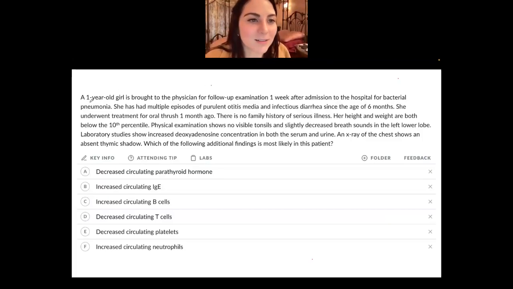All right, so we got a young girl, so that's okay. We're thinking like immunodeficiency, right? Brought in 1 week after admission, bacterial pneumonia. So she had some sort of bacterial thing. She's had recurrent episodes of otitis media, usually caused by a bacteria. Infectious diarrhea. Note, whenever they say infectious diarrhea, this is a bacteria causing diarrhea. So lots of bacterial stuff so far.